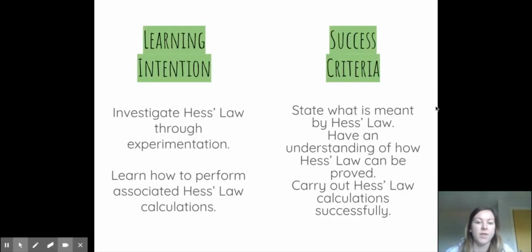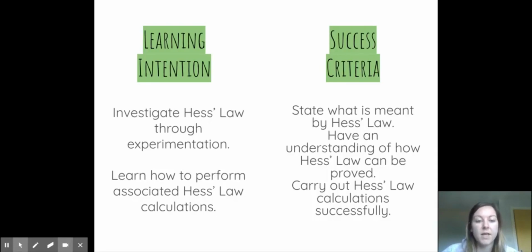Hopefully by the end of this you will be able to state what is meant by Hess's law. I've given you a definition for it. You do need to know that definition off by heart, so make sure you memorise that. I want you to be able to have an understanding of how Hess's law can be proved. So, following the structure of that experiment, using your energy released calculations to calculate the energy released and then scaling it up to a mole to get the enthalpy change. We have already done lots of those calculations in Unit 2, so it's not something that you can forget because it does show up in lots of different areas of chemistry.